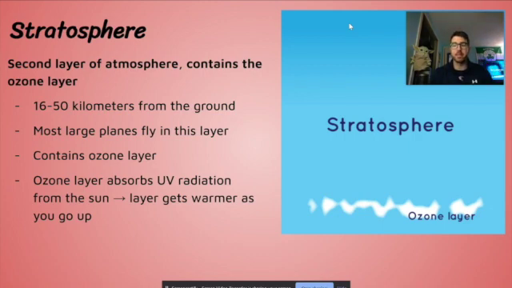And because the ozone layer absorbs some of the UV radiation from the sun, it actually makes this layer slightly warmer than the layer below it, because obviously those air molecules are absorbing energy from the sun, warming up. So that means it's also warming up that layer of the atmosphere.